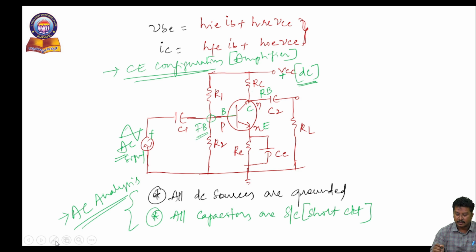Now you see here, what is the first condition? Making DC sources 0. And the second condition, all capacitors are short circuit. By considering these two conditions, the input coupling capacitor is short circuited, along with the biasing resistors. And this is the emitter resistor, which is shorted by the capacitor. Why? Because all capacitors are short circuited, and the output I am taking across RC.